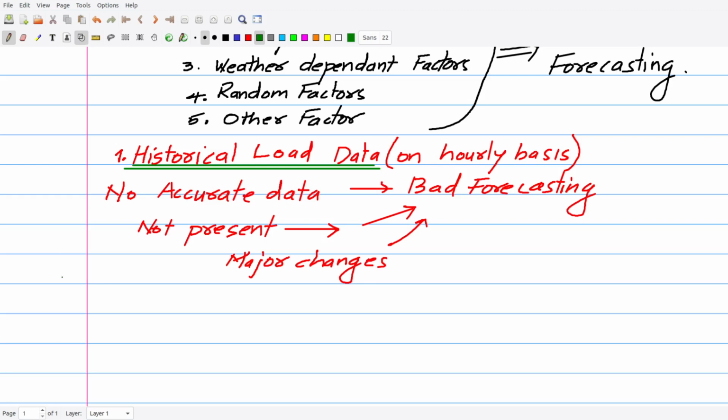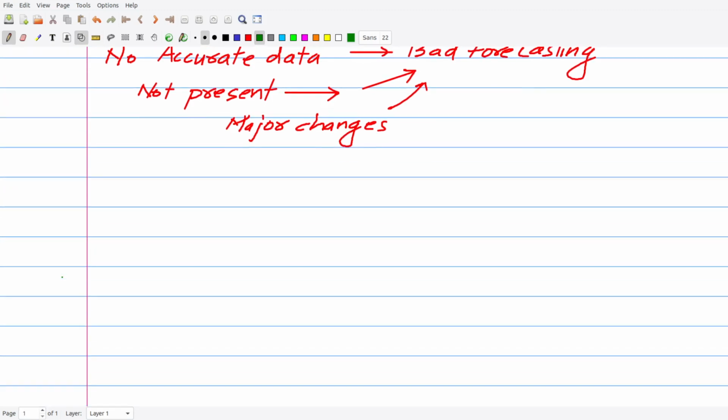Let us go to the second point. This was the first point. Then what was the second point? Yes, anybody? Time dependent factors. Now what are these time dependent factors? You know electrical load demand, how it varies?